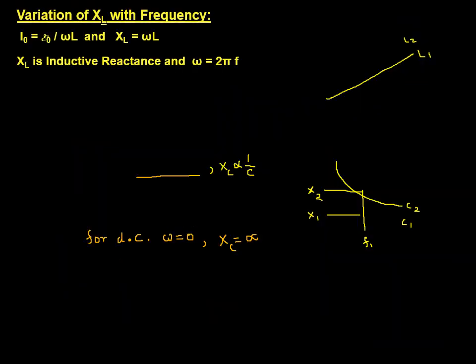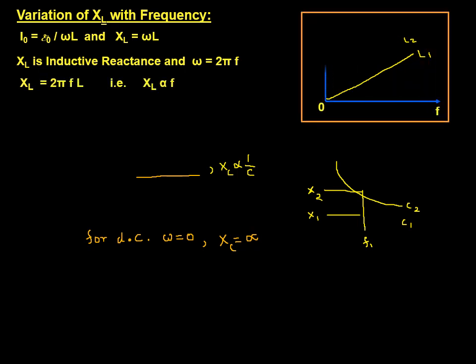Variation of XL with frequency. If you draw XL versus omega, it is a linear equation. So for L1 and L2, you can see L2 has a higher slope. Slope is the value of inductance, so L2 is greater than L1.